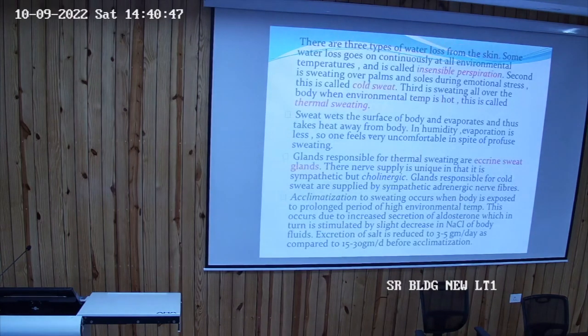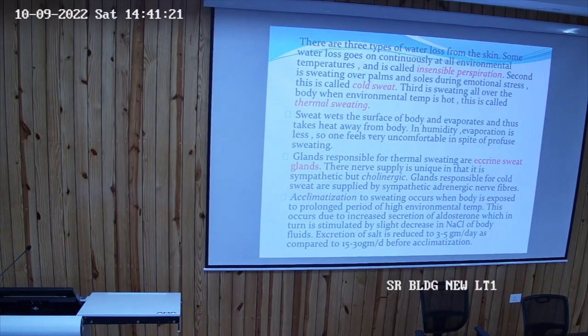Okay, there are three types of water loss from the skin: insensible perspiration, thermal sweating, and emotional sweating from eccrine sweat glands. Okay, insensible perspiration, the person is aware or not aware, 24/7 this kind of loss is taking place in human beings. That is insensible perspiration. Okay, second, sweating over palms and toes during emotional stress. This is called cold sweat, which you will see during your exam. Okay. Third is sweating all over the body when environmental temperature is hot. That is known as thermal sweating.